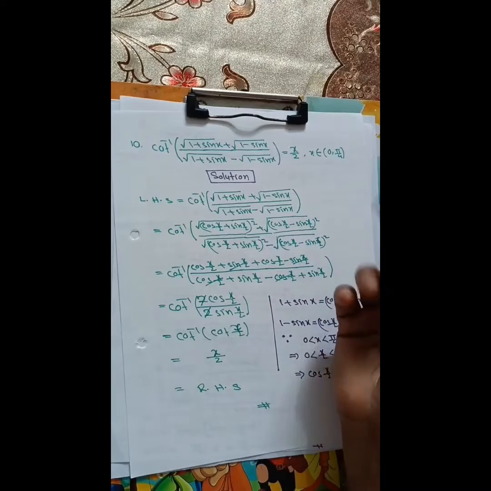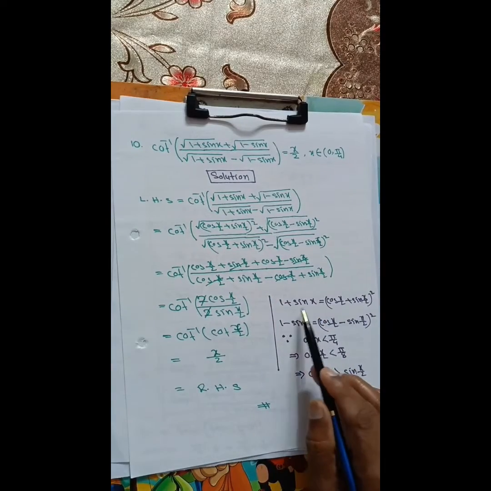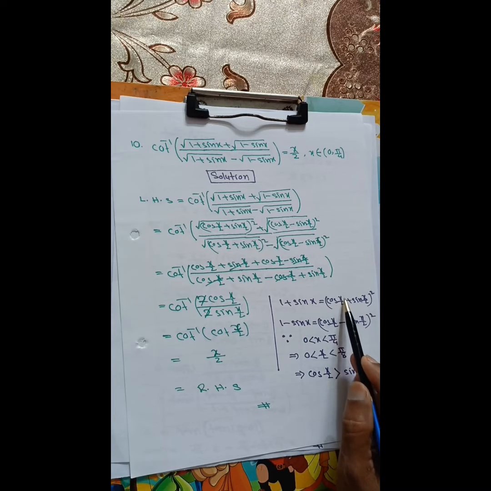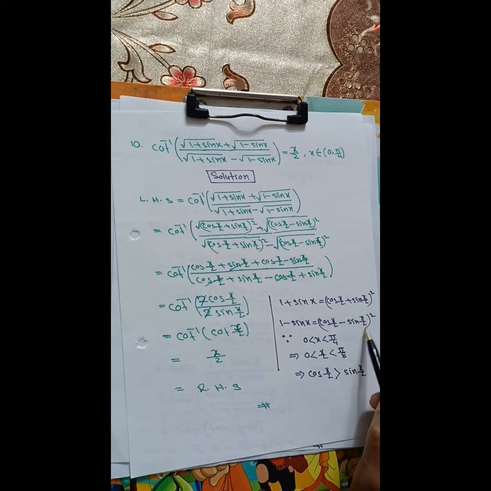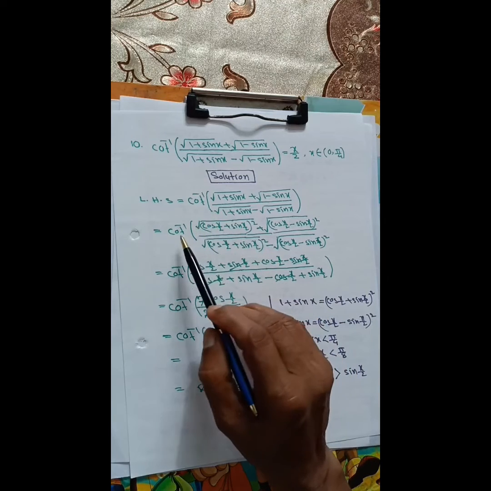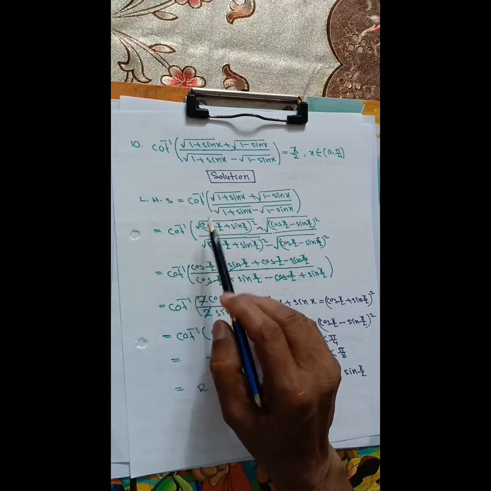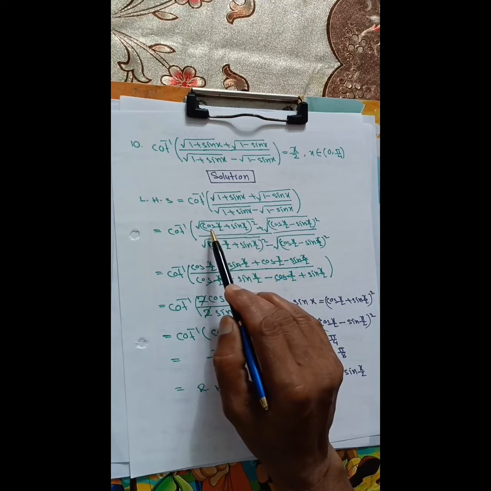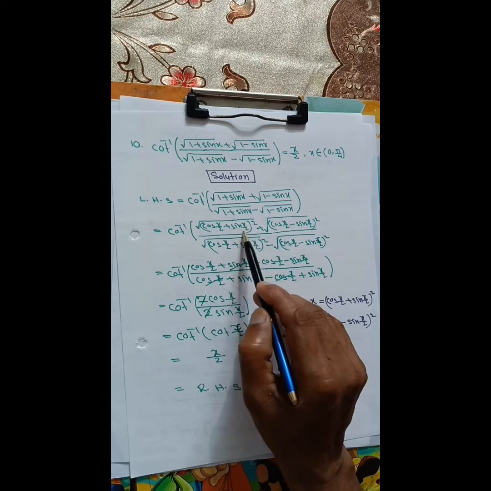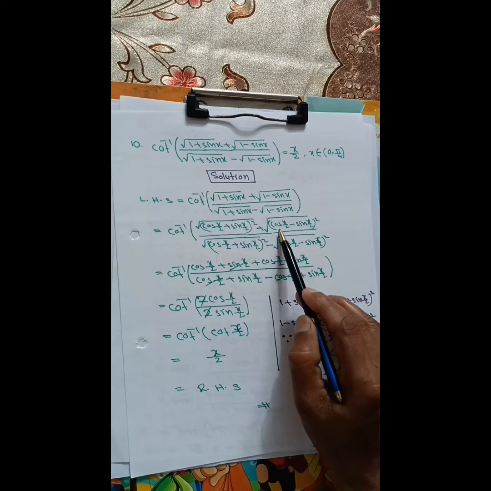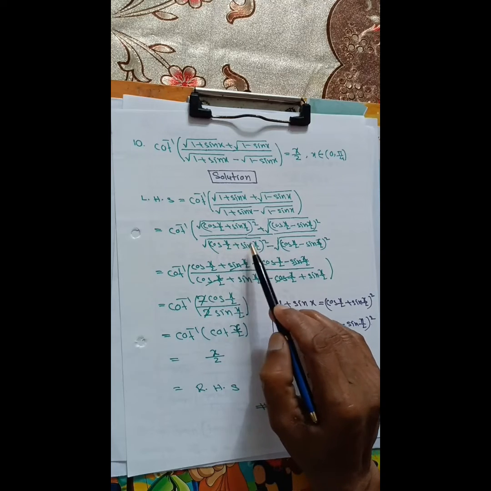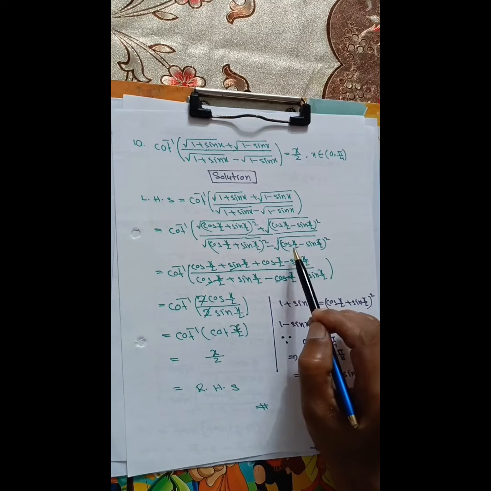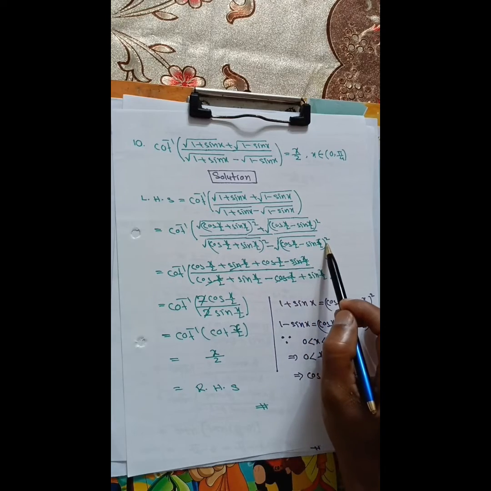We know the formula from the previous class: 1 plus sin x is equal to (cos x by 2 plus sin x by 2) whole square. Similarly, 1 minus sin x is equal to what? (Cos x by 2 minus sin x by 2) whole square. So we write cot inverse within brackets: root of 1 plus sin x equals cos x by 2 plus sin x by 2 whole square. Here also the same, cos x by 2 minus sin x by 2 whole square, and so on for the denominator.